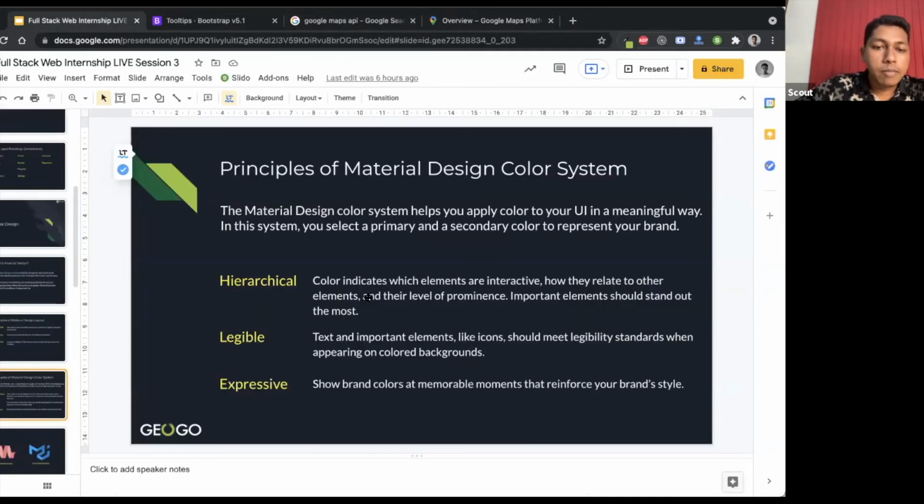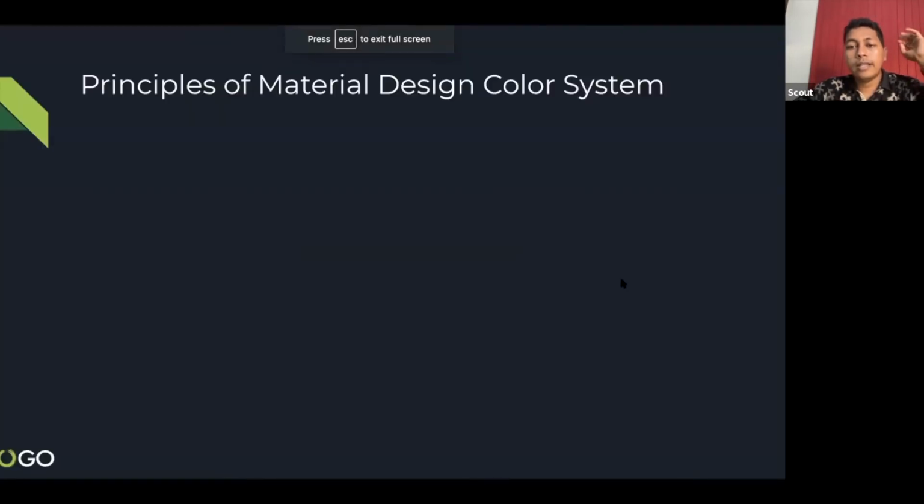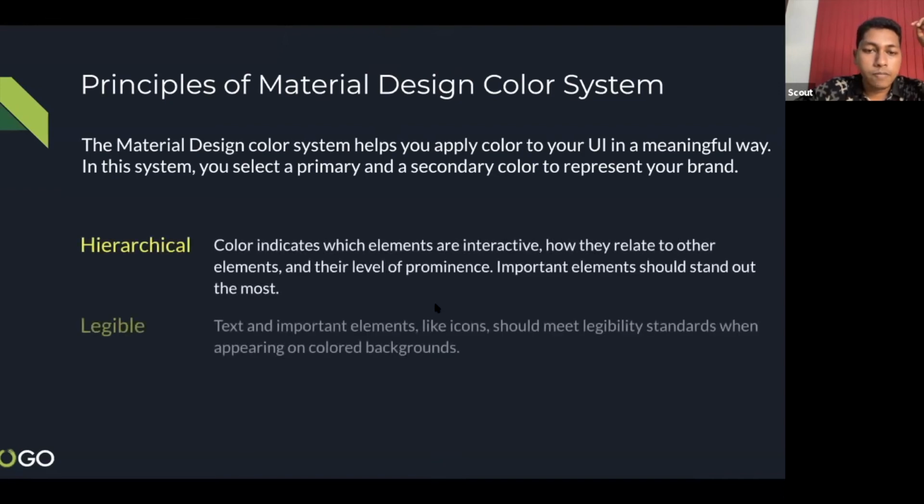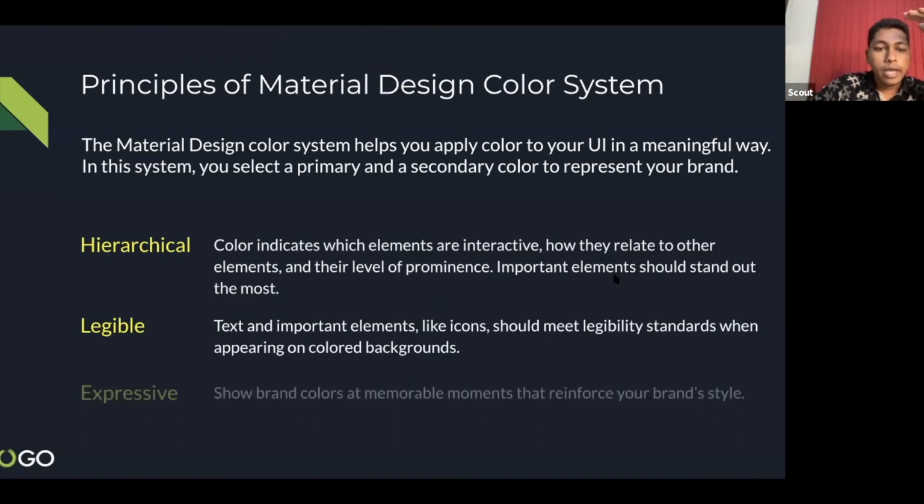Okay, the second principle is legible. The text, formats and icons, whatever you are using, have to be properly visible to the user. The colors have to be legible, whatever color you are using in your application. And whatever backgrounds you are using have to be compatible with the foreground text and images. The third part is that color has to be expressive, meaning whatever brand or application you are going to build has to represent the brand.